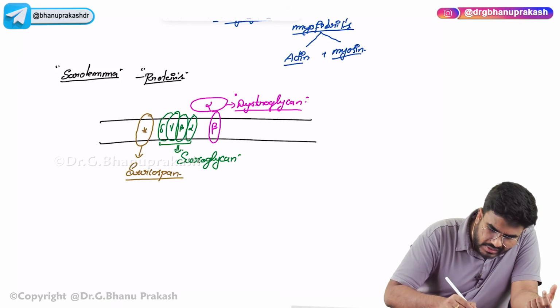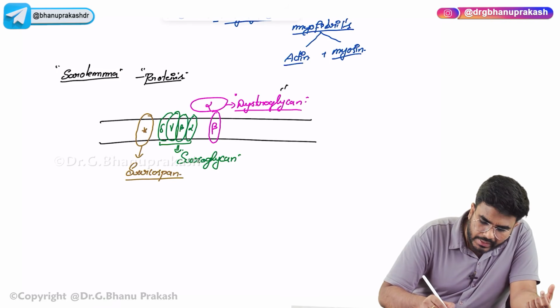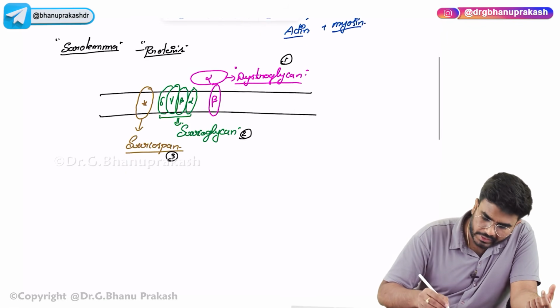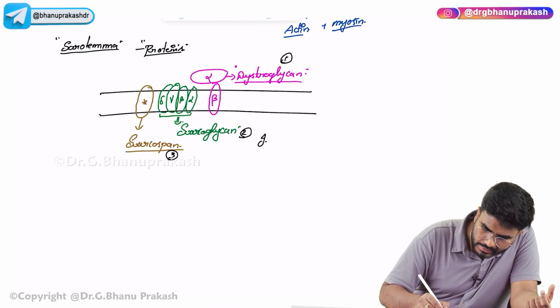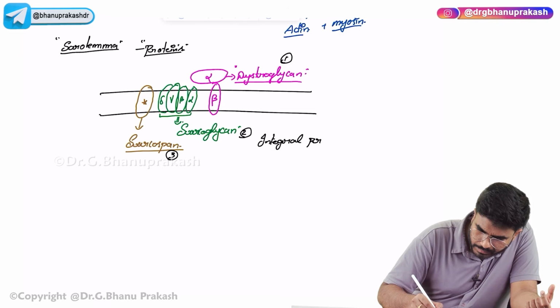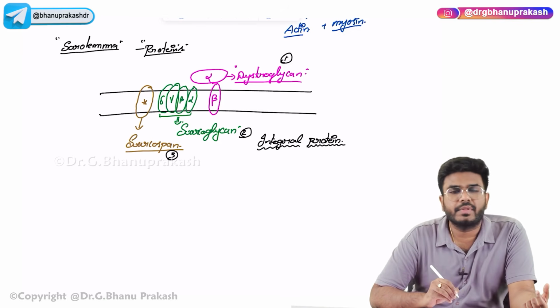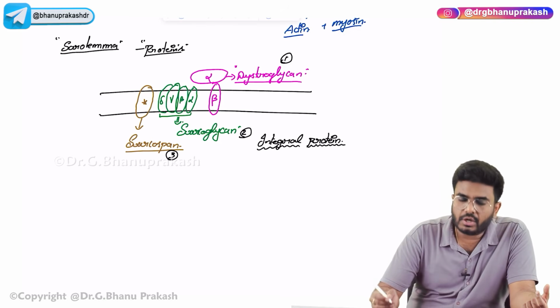The important point about these three proteins, dystroglycan, sarcoglycan and sarcospan, is that they are all integral proteins. They are present within the cell membrane, so they are called integral proteins.